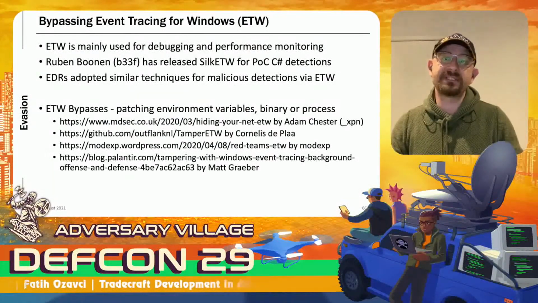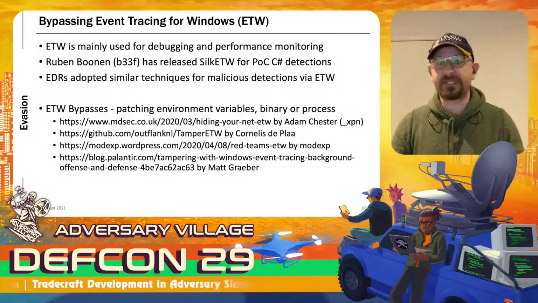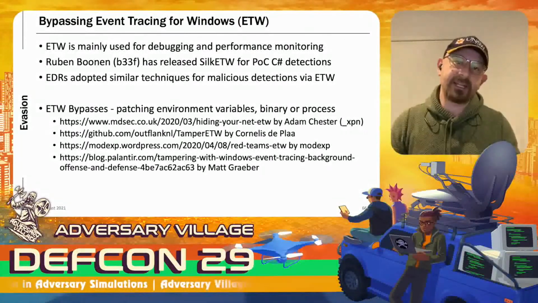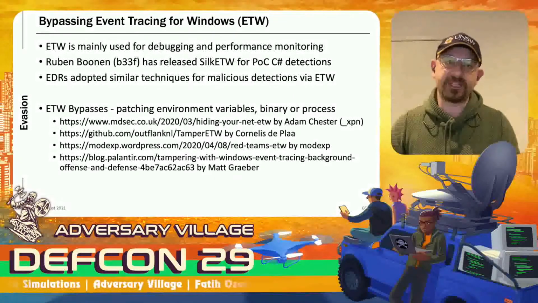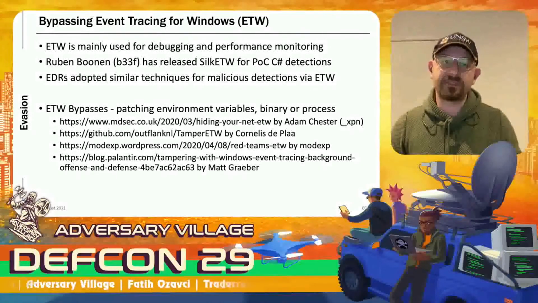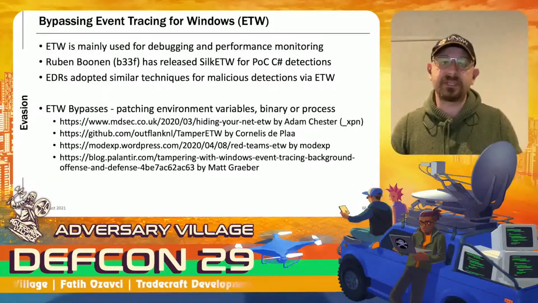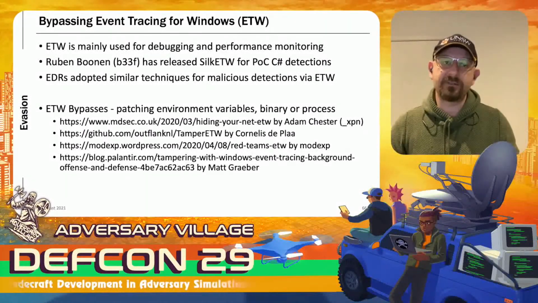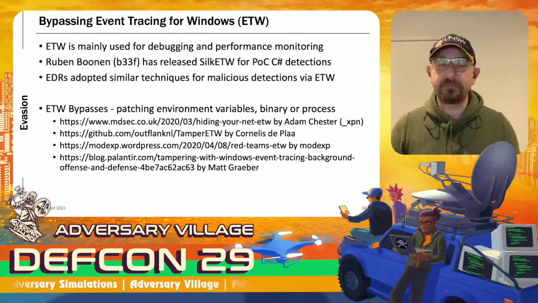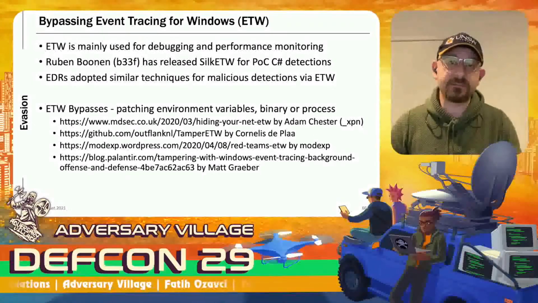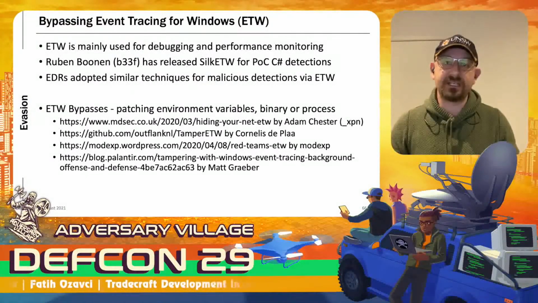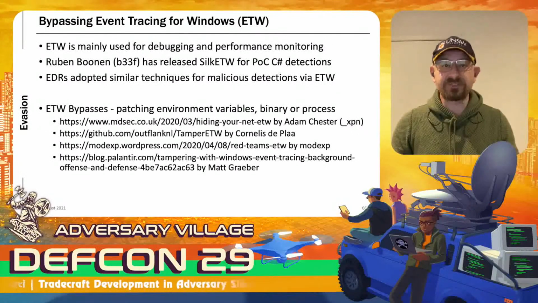Bypassing Event Tracing for Windows is also important for .NET, because Event Tracing for Windows was developed for debugging and performance monitoring of applications. However, in the .NET environment, it gives a lot of information about our .NET assemblies. To avoid this, we can take some precautions. Changing some environment variables, patching our binary, and focusing on ETW content will really help us change our detections. Even obfuscation will work.